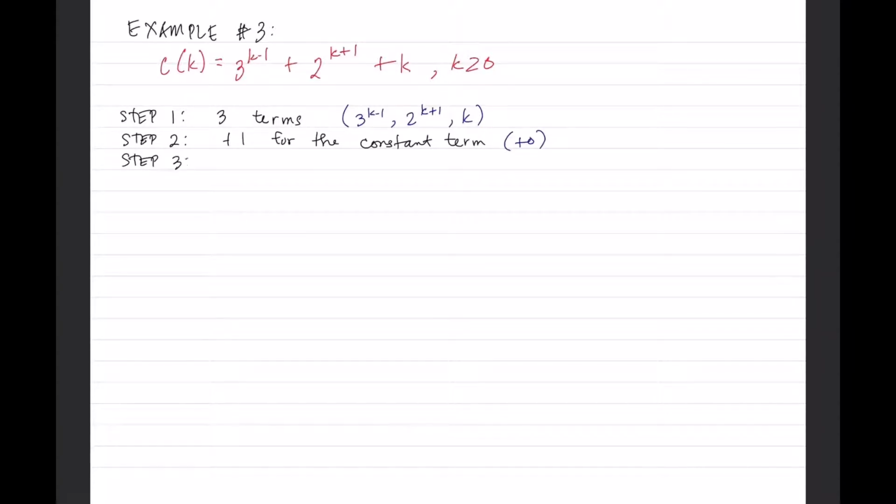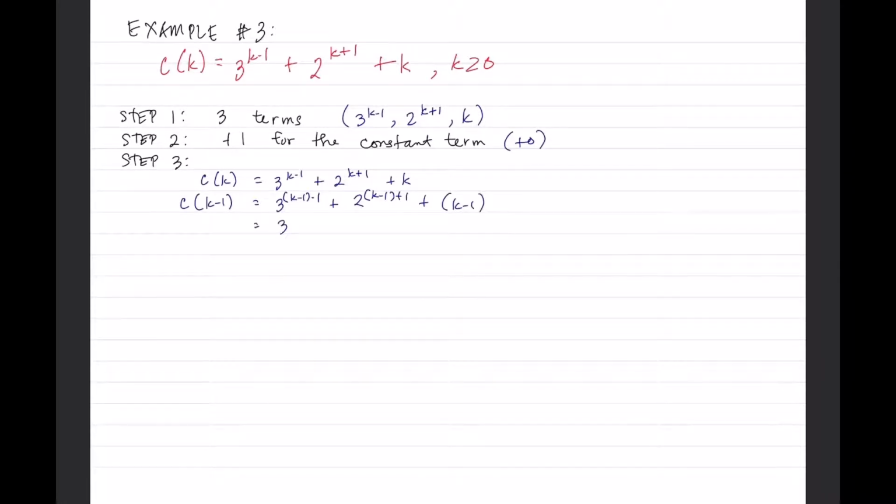The first one, we have C of k is equal to 3 raised to k minus 1 plus 2 raised to k plus 1 plus k. Then the second equation, we have C of k minus 1 is equal to 3 raised to the quantity k minus 1 plus 2 raised to the quantity k minus 1 plus 1 plus the quantity k minus 1.